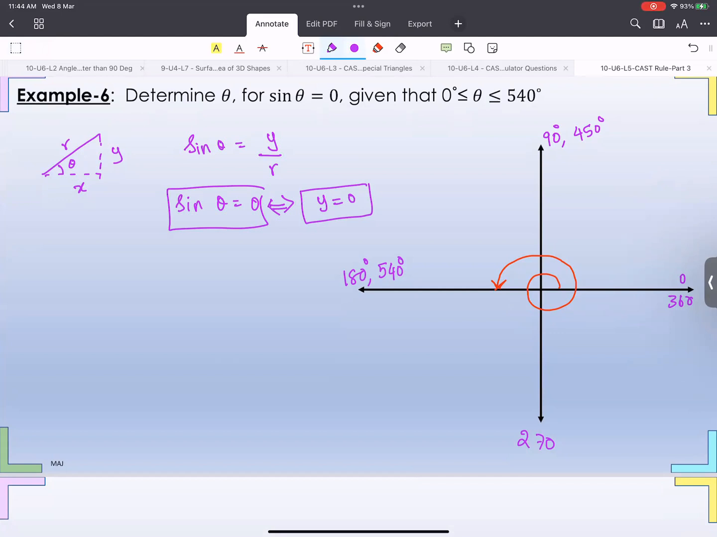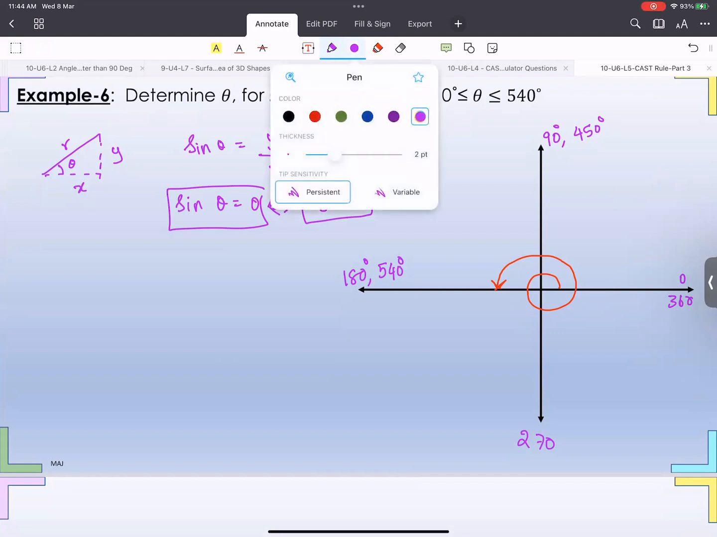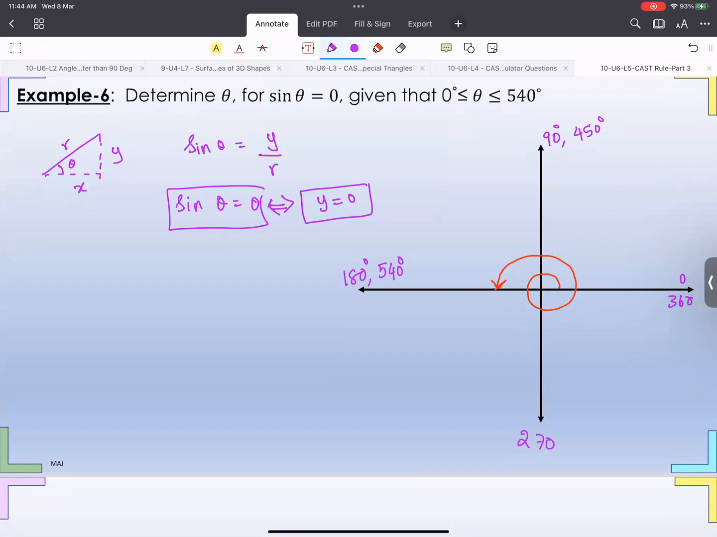And where is y 0? Y is 0 in 2 places. We have a terminal arm over here, that's where y is 0, and another one over here. So we have the terminal arm along the positive x-axis or along the negative x-axis. So that is y is equal to 0.